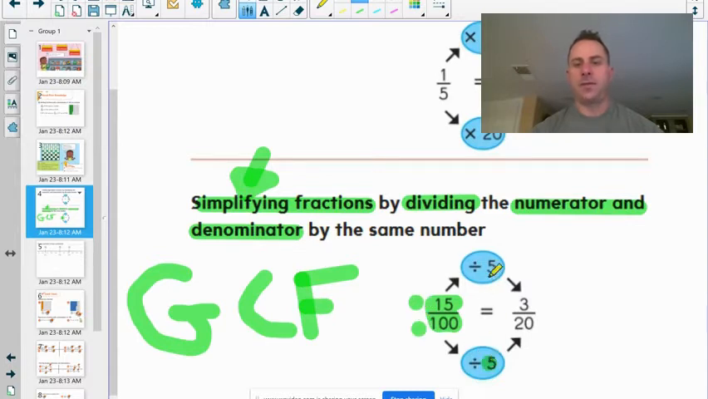So you divide 15 by 5 and you get 3, and you divide 100 by 5 and you get 20. So 3/20ths, that's the simplified fraction. And sometimes you want that simplified fraction, and sometimes you want that percent of a number, which is always over 100. Always over 100.